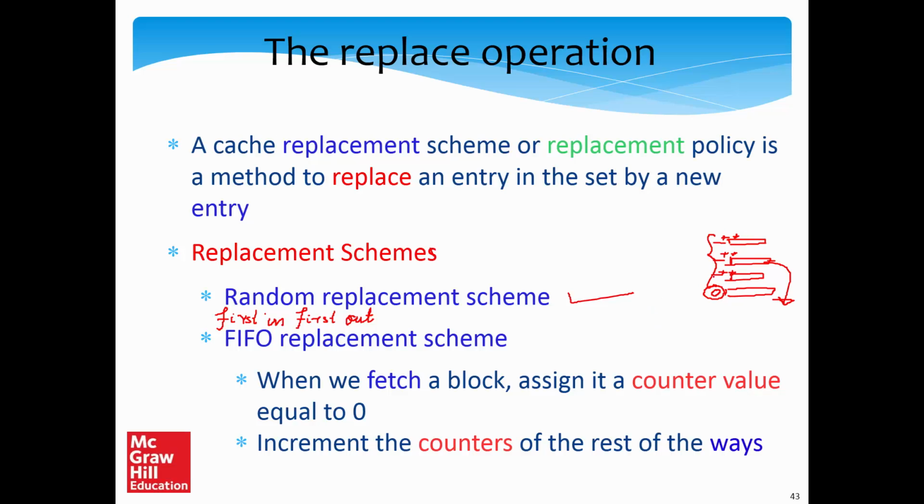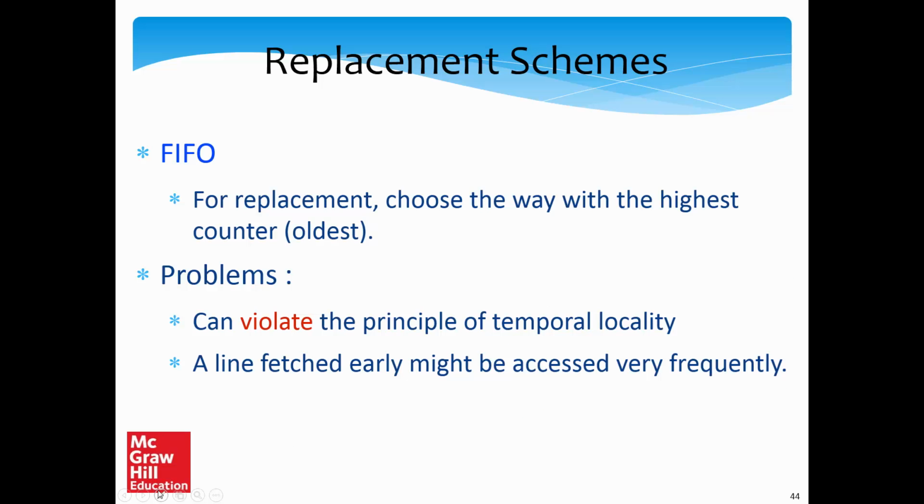So if you have a 3-bit counter, the counter can at best reach 7. But that's all right. We'll at least find one of the entries that is the oldest and we'll be able to throw it out. As mentioned on the previous slide, we choose the way with the highest counter for replacement.